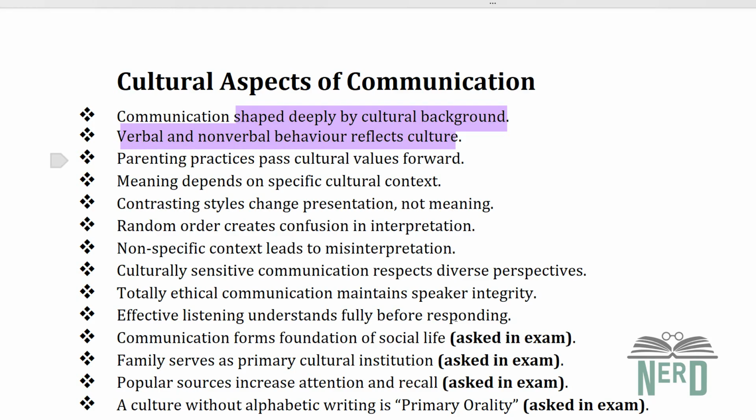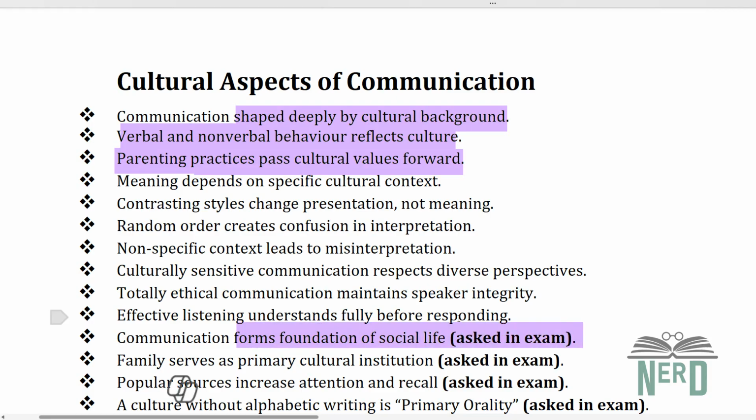Culture passes on its values through everyday practices, especially through parenting. Parents teach children how to speak, how to behave, and how to respond to others. Through these small interactions, cultural values move from one generation to the next. And here is something important which has been asked in exam. Communication is a practice deeply tied to the formation of social life. Without communication, no society can function.